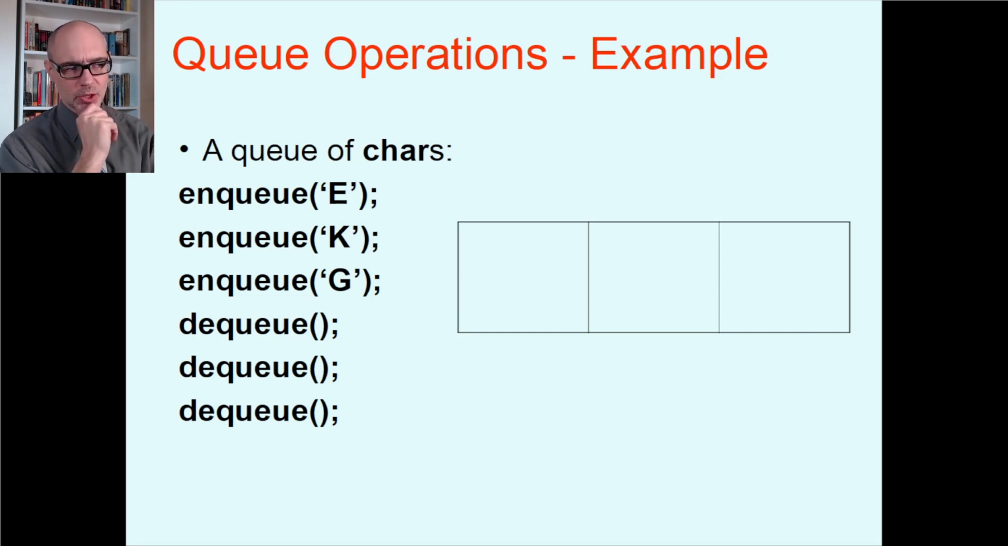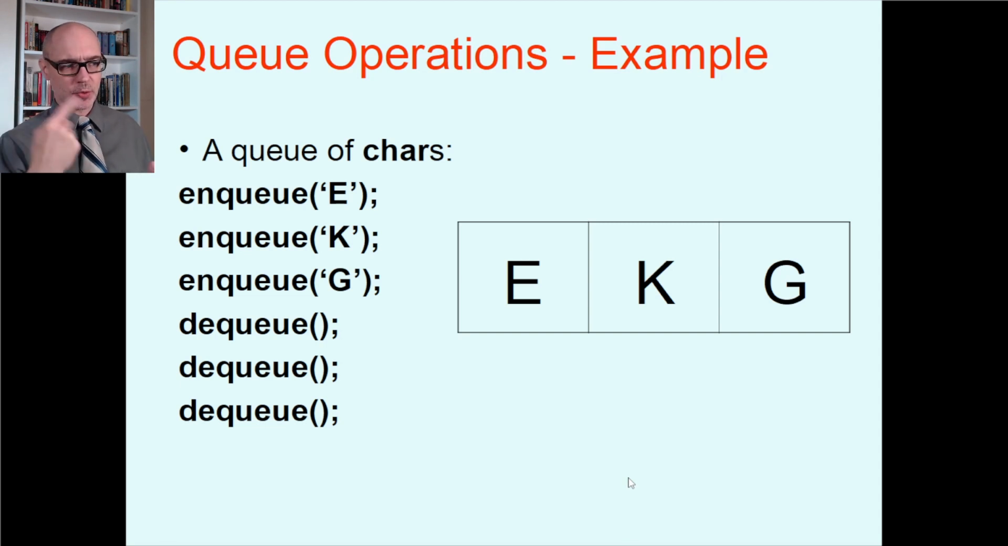So I make a queue of characters and I call NQ E, and the E shows up at the front of the queue, right? That's the first thing. And then I NQ the letter K and it shows up next. I NQ the letter G, and of course each new character is being added to what's currently the rear of the queue.